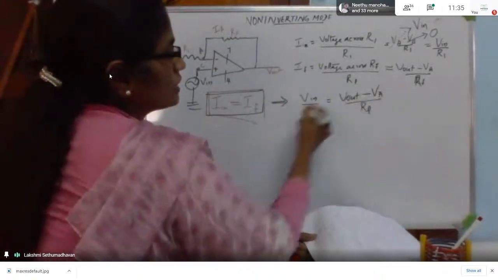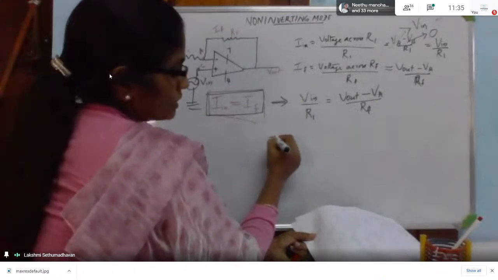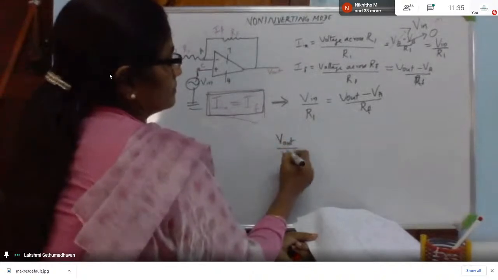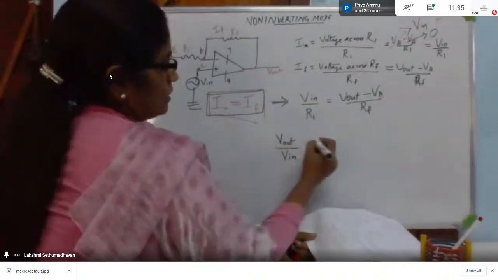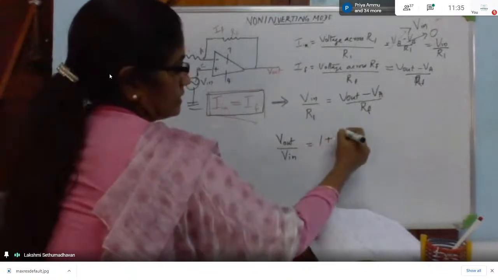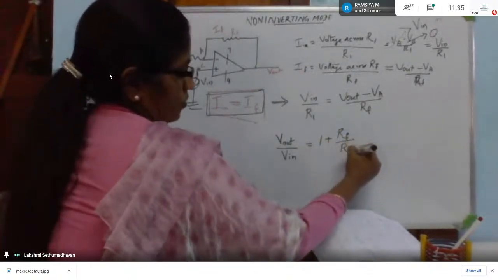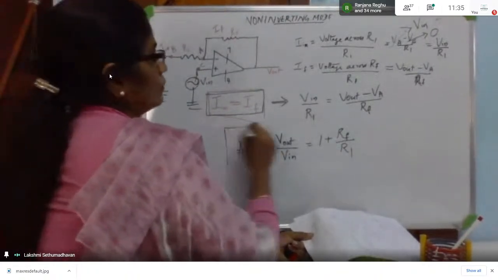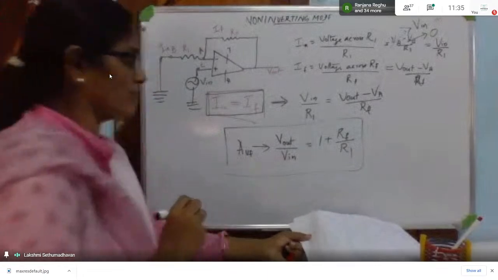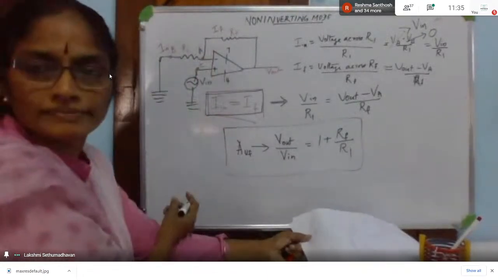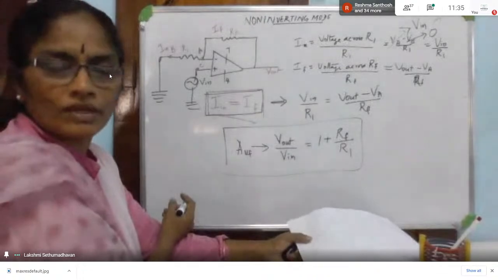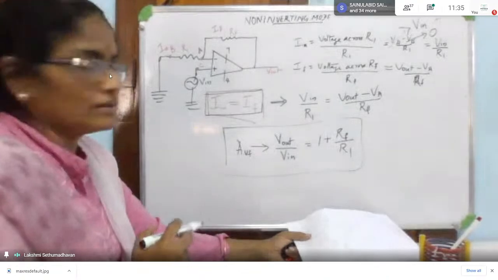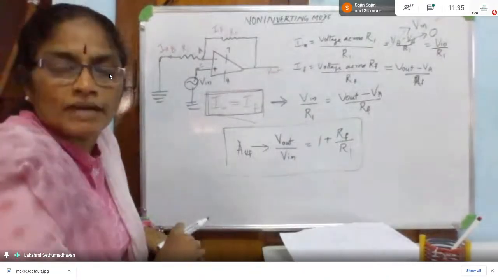Now rearrange it. What we want is V out by V in. Rearrange this, then you will get 1 plus RF by R1. So this is the expression of gain of a non-inverting amplifier when there is feedback. In the inverting mode, it was minus RF by R1, and here it is 1 plus RF by R1.